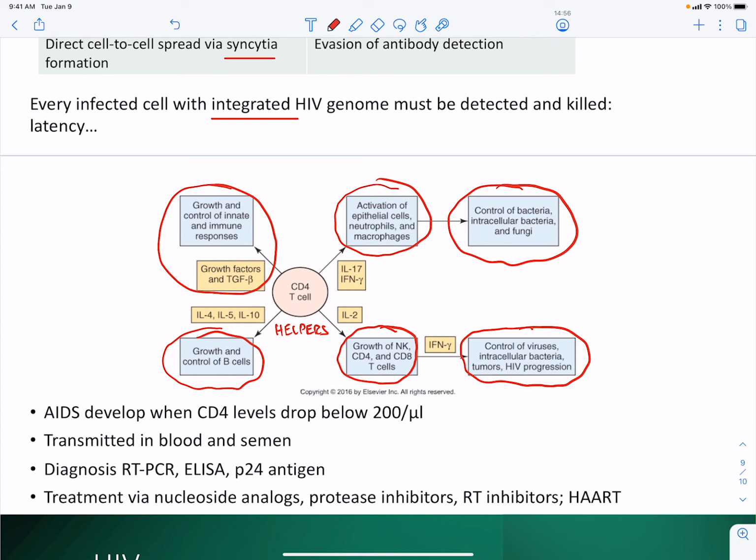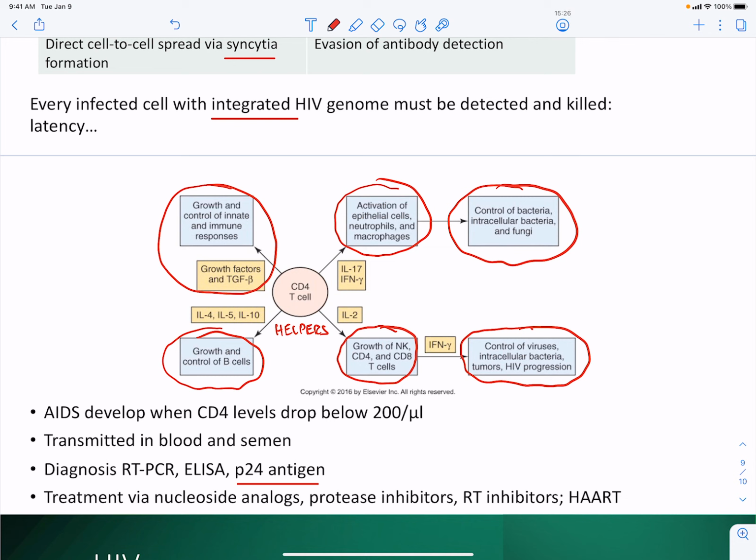Now, HIV is going to be primarily transmitted sexually. That's its natural route of infection. However, it can be transmitted by blood because IV drug users or blood transfusions can transmit the virus. Diagnosis is going to be by reverse transcriptase PCR for looking for the genome. There's a quick test also for looking for that P24 protein that HIV makes in the blood, and you can detect that in the blood.